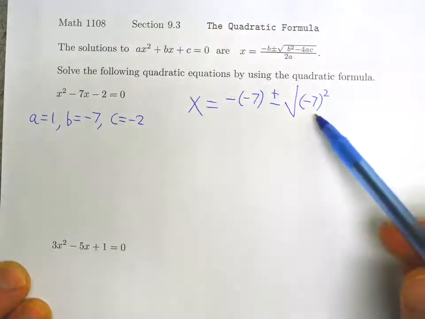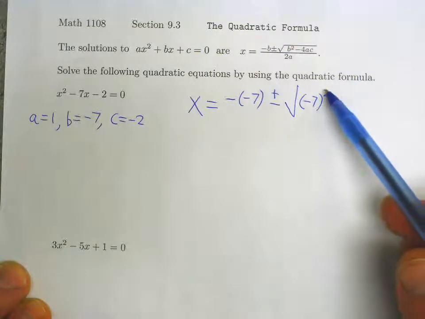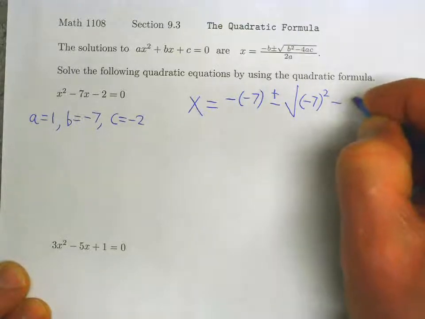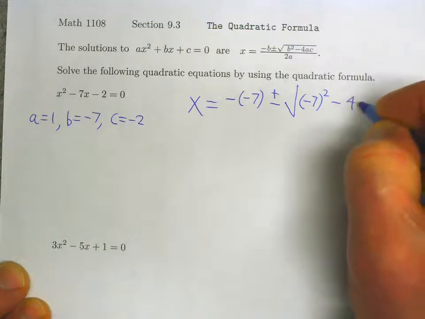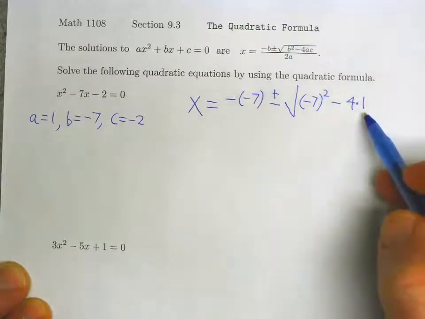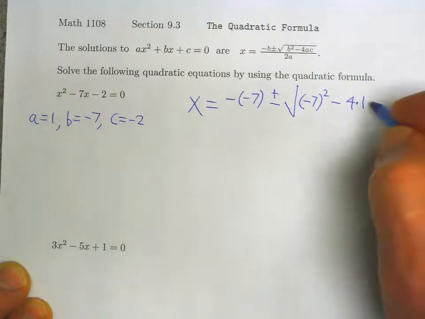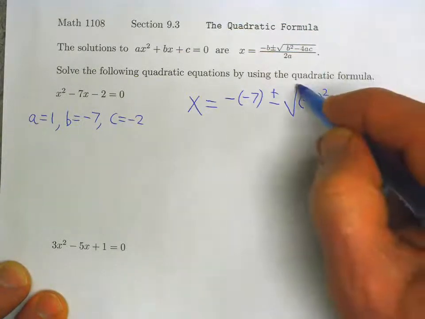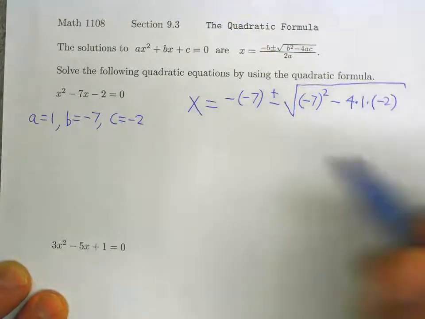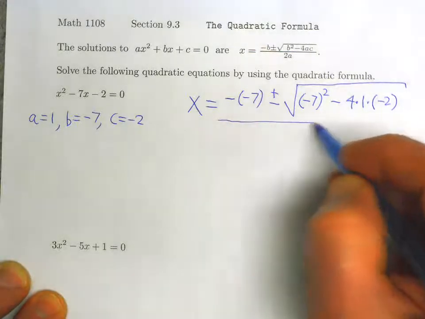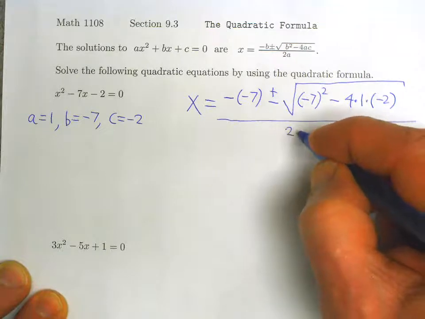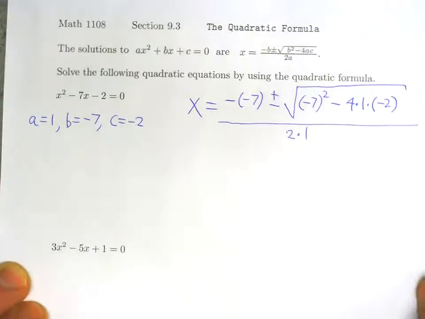So we're going to square the number negative 7. If you want to write it correctly, you have to put the number negative 7 in parentheses and then square that quantity. And then minus 4 times 1, a is 1, and then times negative 2. Okay, that is all in the numerator. And then we divide it all by 2 times a. In this case, divide by 2 times 1.